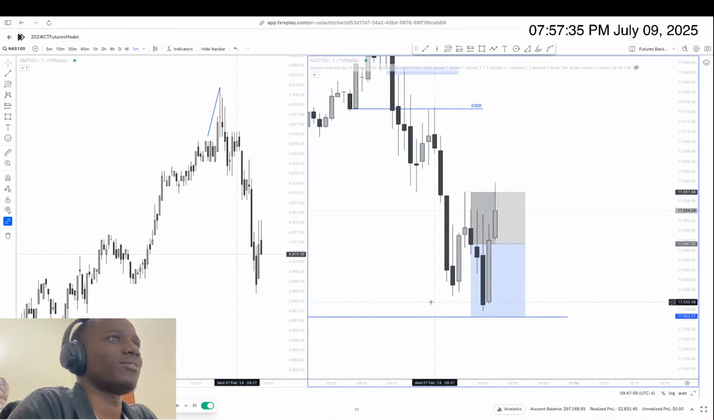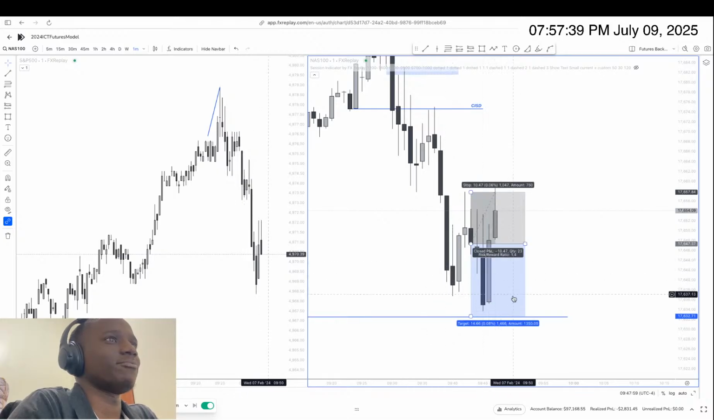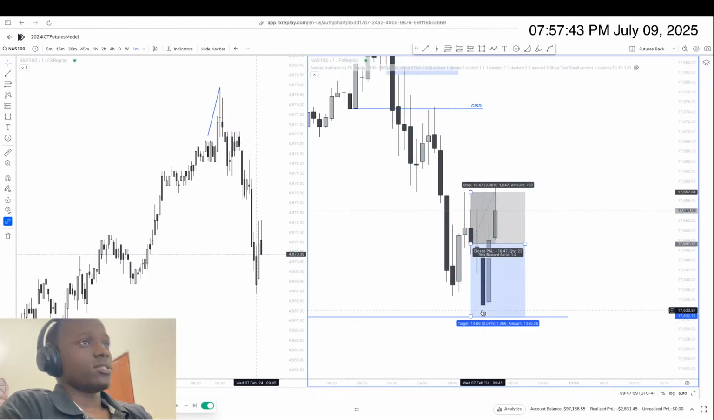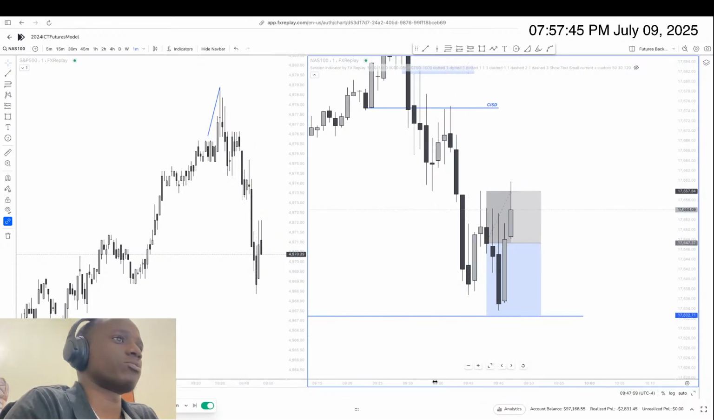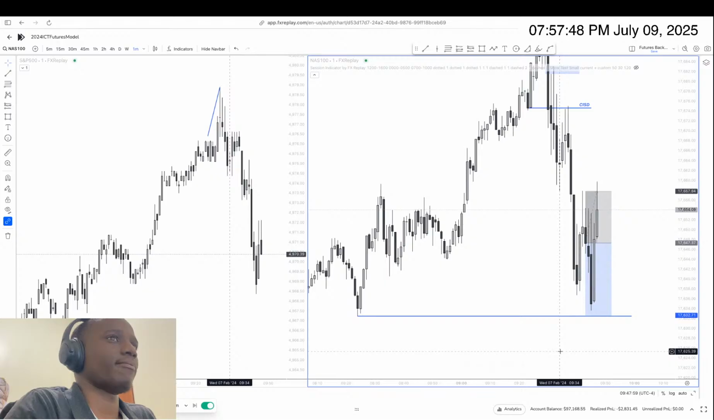So we were really close to TP. This is crazy. Should have moved my stop loss to break even. I was so focused on seeing the trade hit TP. So another lesson learned.